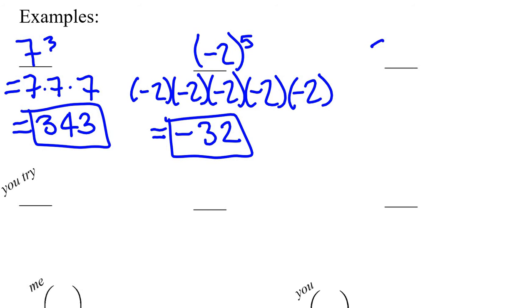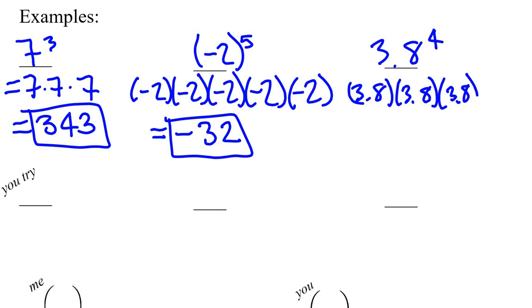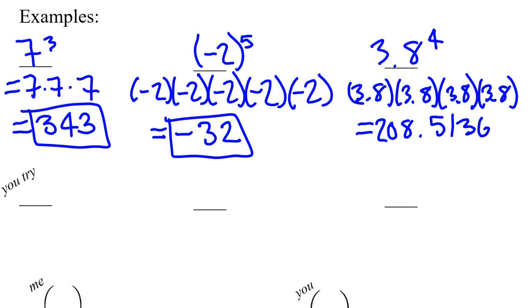And then we did 3.8 to the 4th, 3.8 times 3.8 times 3.8 times 3.8, and that was 208.5136.